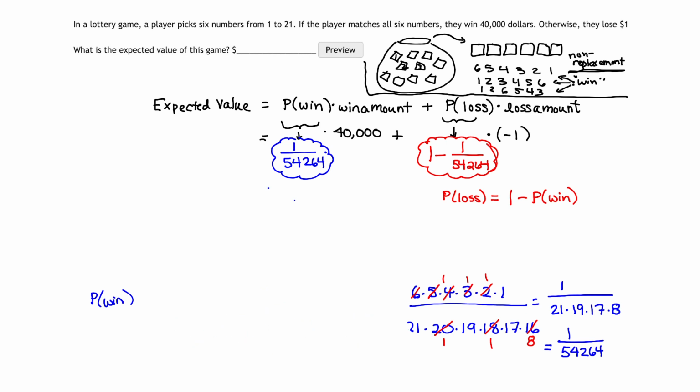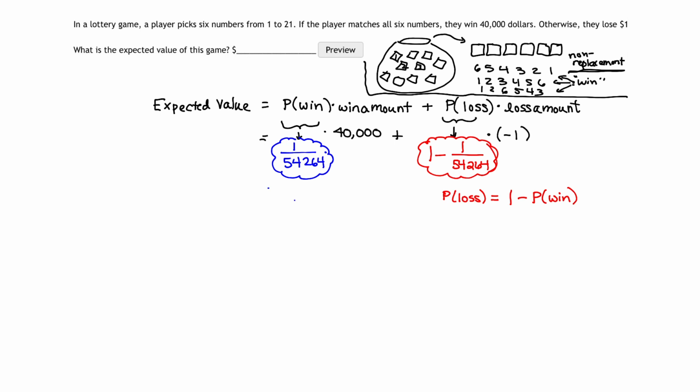All right, so to get our expected value, the first thing we have to do is take the probability of winning, which is 1 divided by 54,264, and multiply that times the win amount. So we're going to be taking on our calculators or Desmos or however you calculate, you're going to take 40,000 divided by 54,264. Then, after that, you're going to add to that what we have over here on this other side.